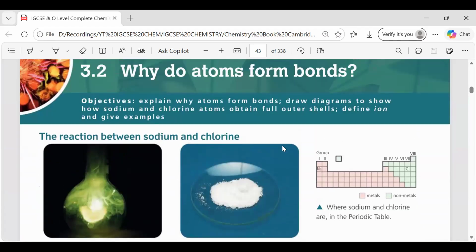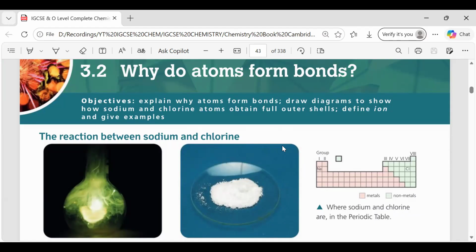Okay, in this topic, we will discuss why atoms form bonds. I have already told you in different aspects. Just tell me what is the octet rule and what is the duplet rule. Octet rule is when your valence shell is full, and duplet rule is when your valence shell only has two electrons.